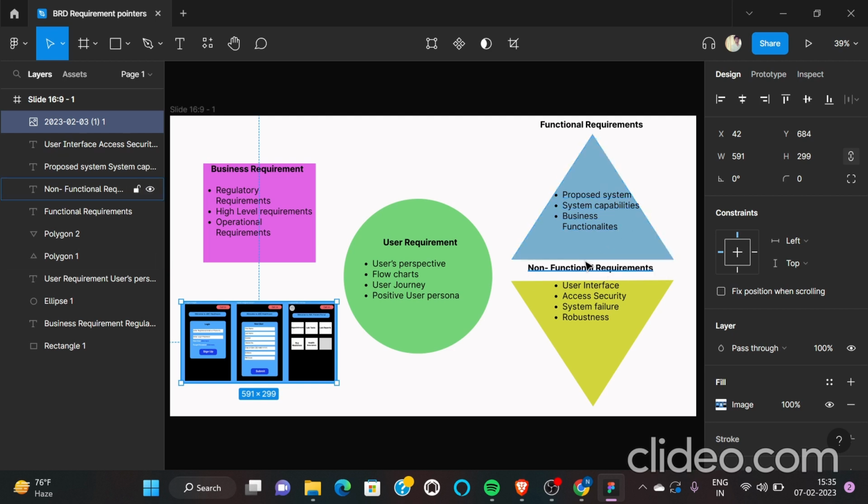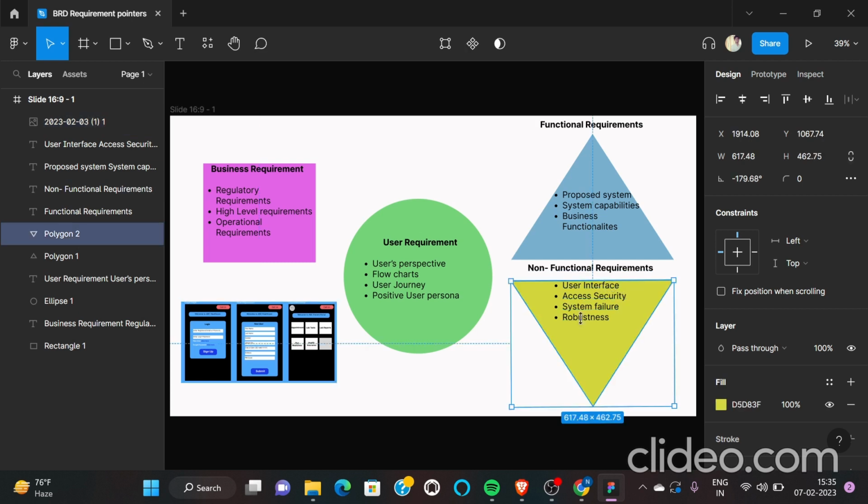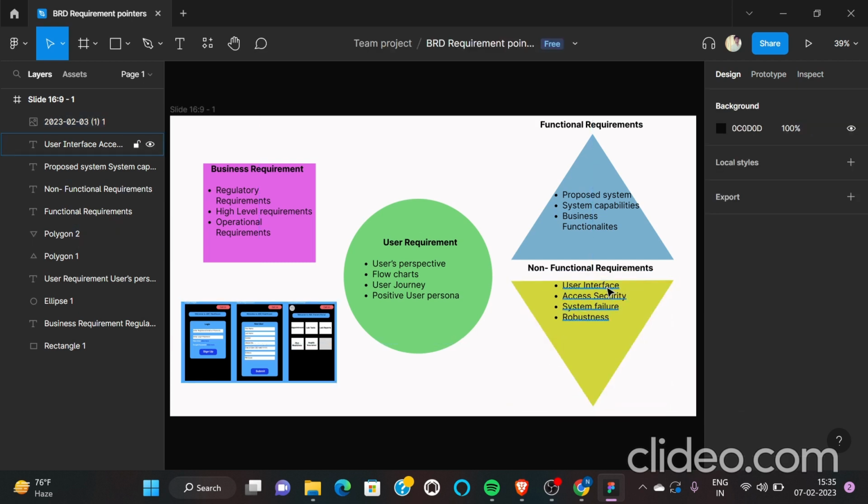Let's move to the non-functional requirements. In the non-functional requirements, we do not focus much, but these requirements are as important as the other ones because they include the user interface. So it's the most important thing how a user is having an experience using a certain service. So this will fall under the non-functional requirement.